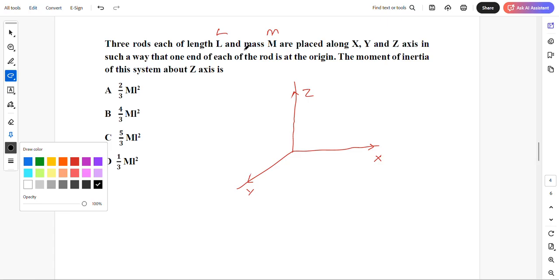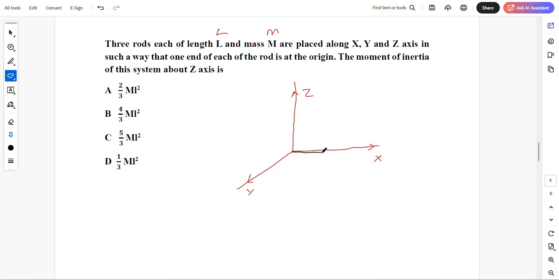Three rods each of length L and mass M are placed along the x axis. This is one rod, and one rod is kept here, and one rod is kept here. These two rods are kept in the xy plane. We are supposed to calculate the moment of inertia of the system about the z axis.